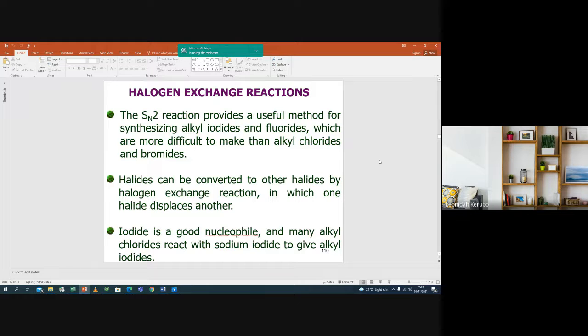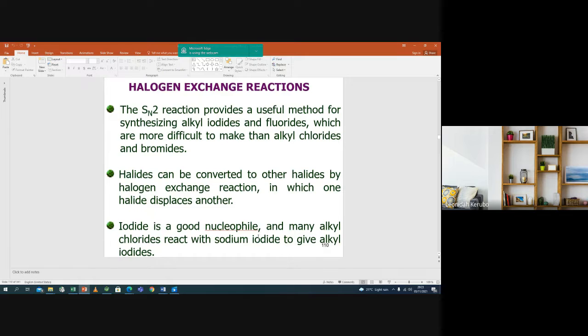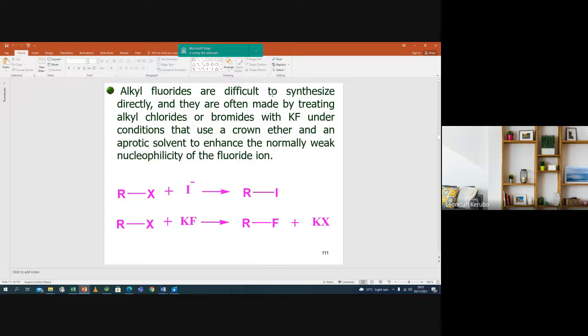Halides can be converted to other halides by halogen exchange reactions in which one halide displaces another. Iodide is a good nucleophile, and many alkyl chlorides react with sodium iodide to give alkyl iodides. Alkyl fluorides are difficult to synthesize directly, and they are often made by treating alkyl chlorides and alkyl bromides with potassium fluoride under conditions that use a crown ether and an aprotic solvent to enhance the normally weak nucleophilicity of the fluoride ion.